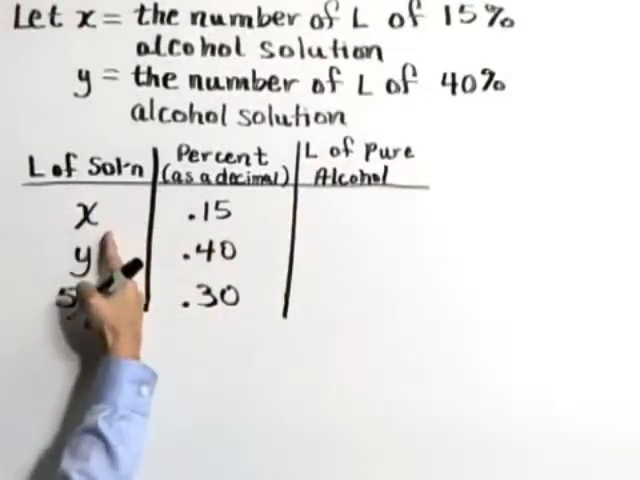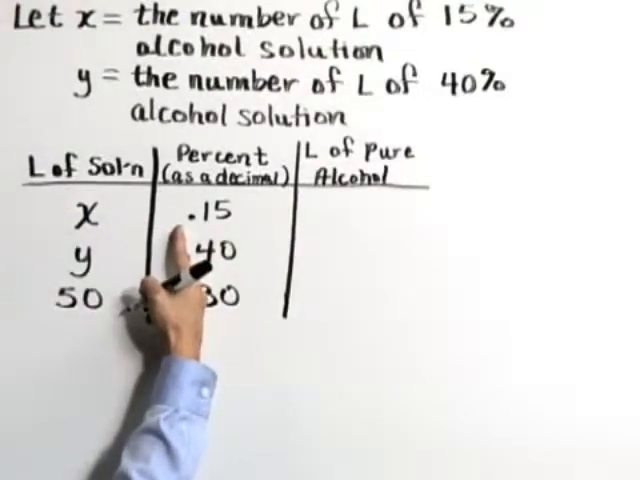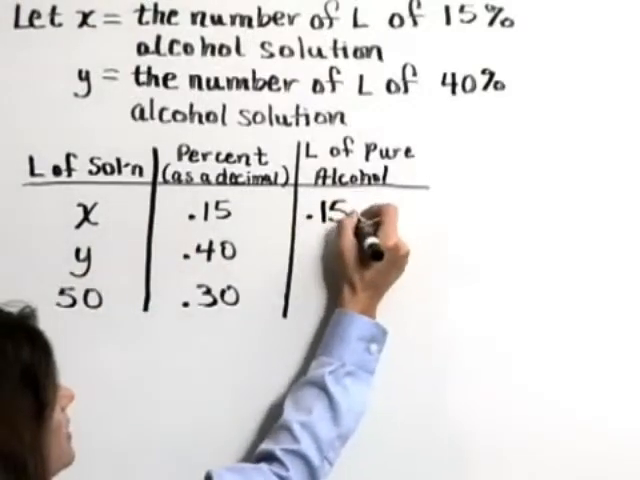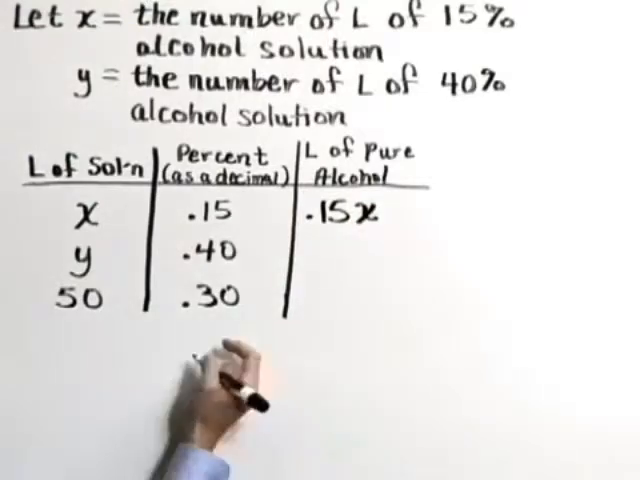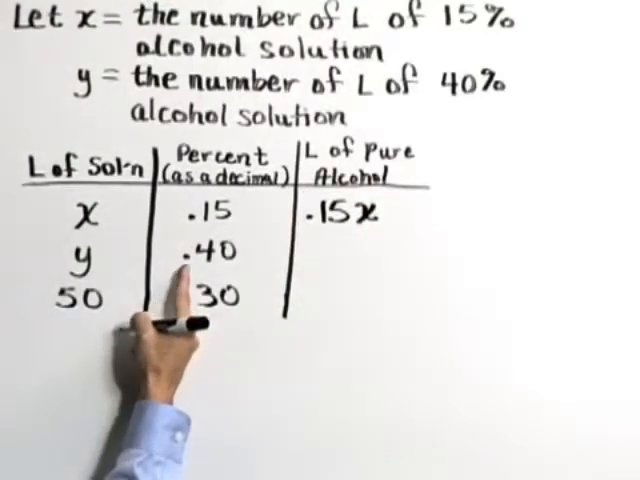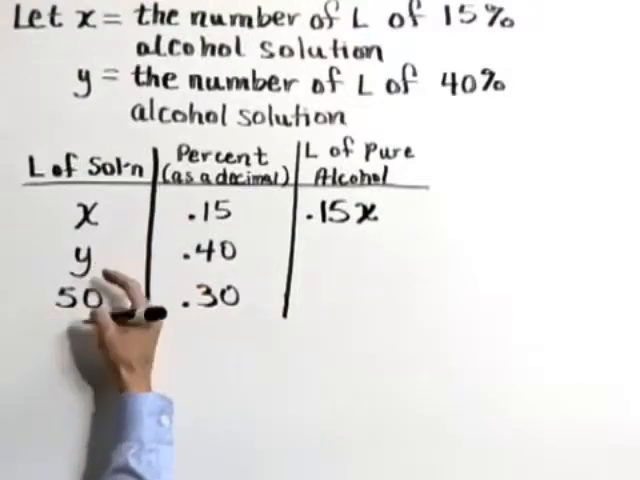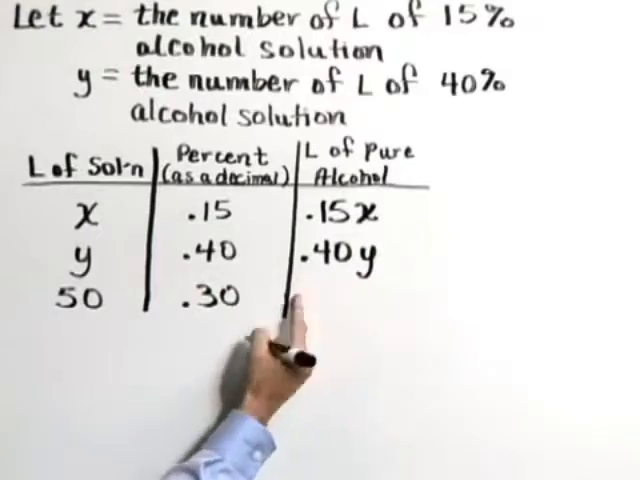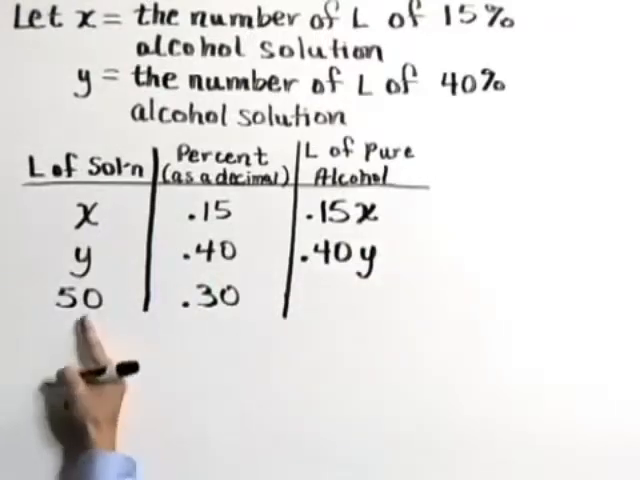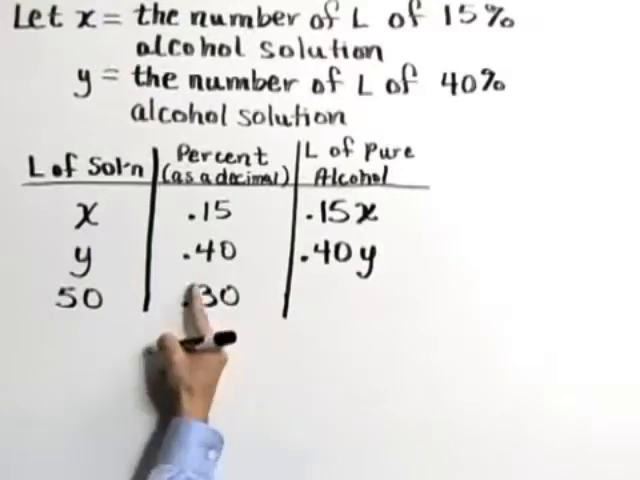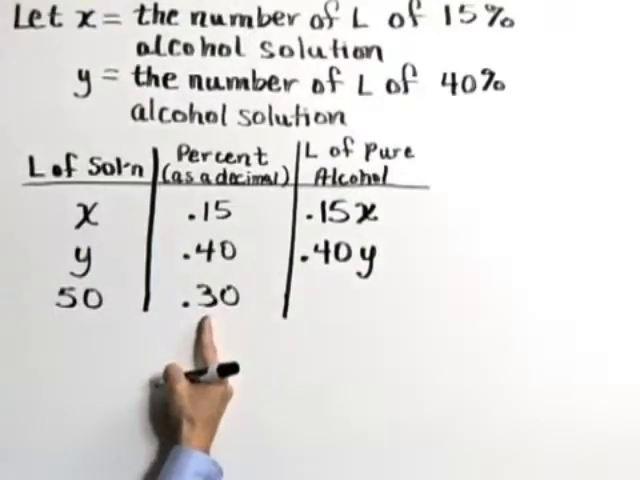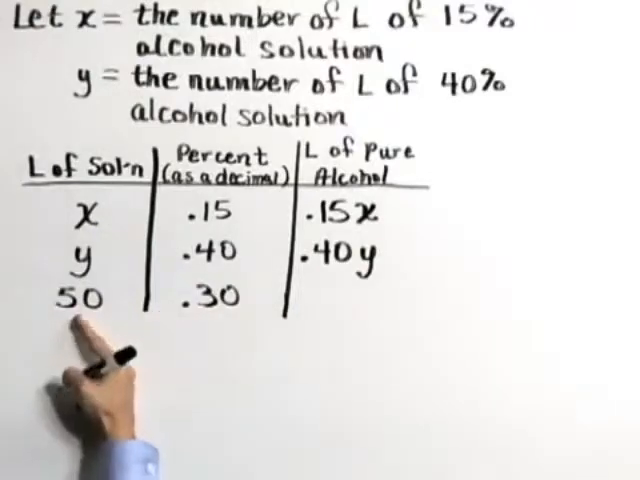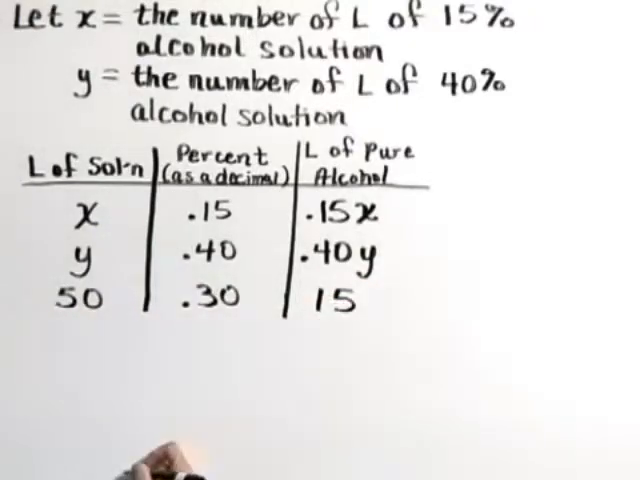Well, if this amount X is 15% alcohol, then the amount of pure alcohol is 15% of X, or 0.15 times X. Same for the 40% solution. We want to find 40% of Y, or 0.40 times Y, to give the amount of pure alcohol there as well. And with our mixture, it's a 30% solution, so the amount of pure alcohol there is 30% of 50. That's 0.3 times 50, or 15.